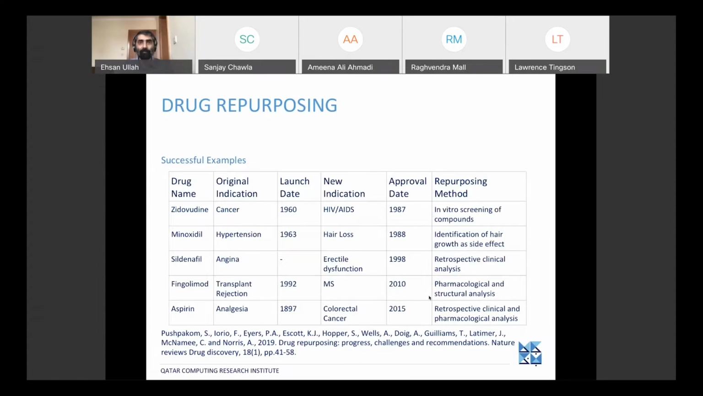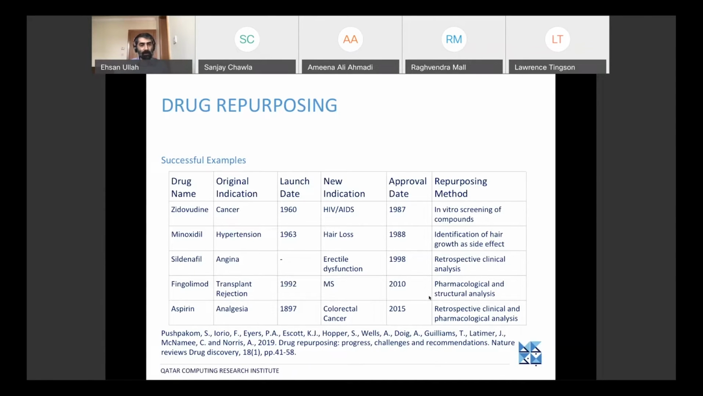Great, thank you. Yeah. So here are some of the successful examples of drug repurposing. Drug repurposing has been used in the past. For example, zidovudine was originally used for cancer in the 1960s, but in 1987 it was used to treat HIV/AIDS. And this happened due to different repurposing methods, like in vitro screening of compounds. In this slide, I'm showing you different examples where different repurposing methods have been used.